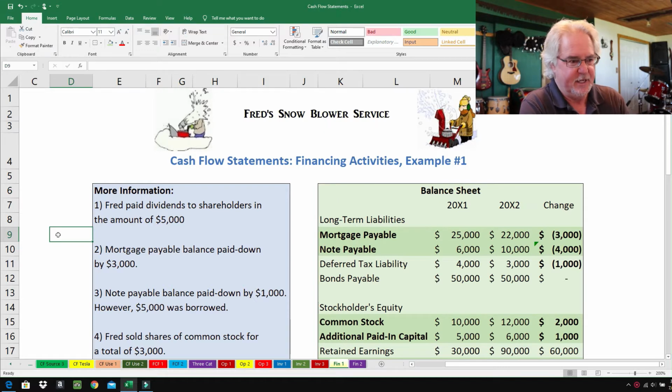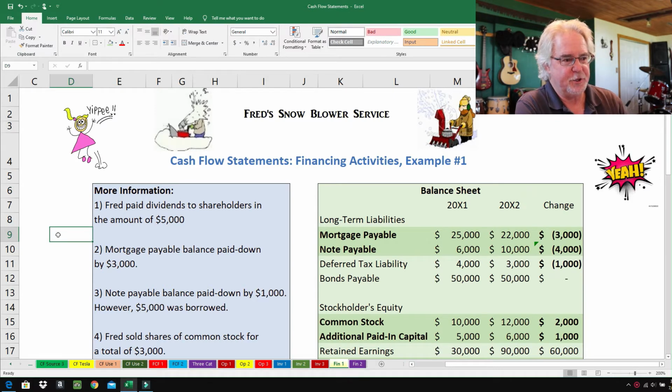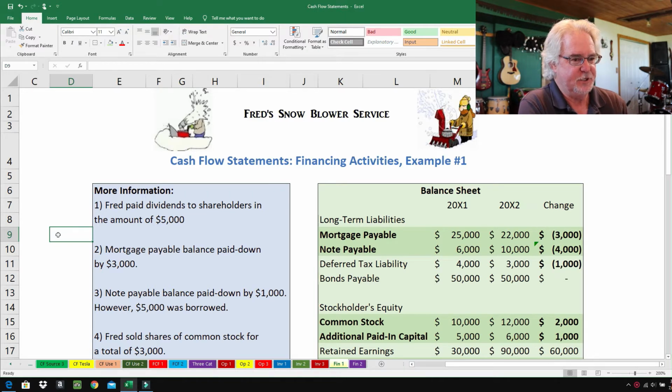So today we are studying the cash flow statement financing activities, the third and final category of the cash flow statement. So this is at the intermediate level. So hope you guys learned something today.